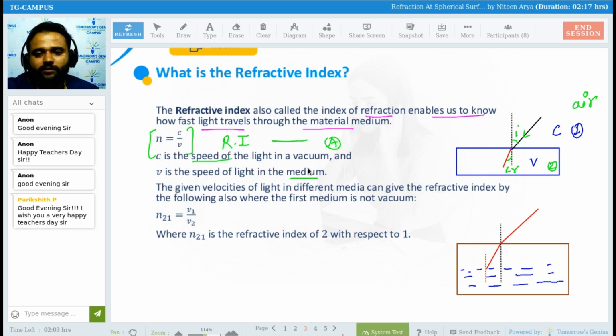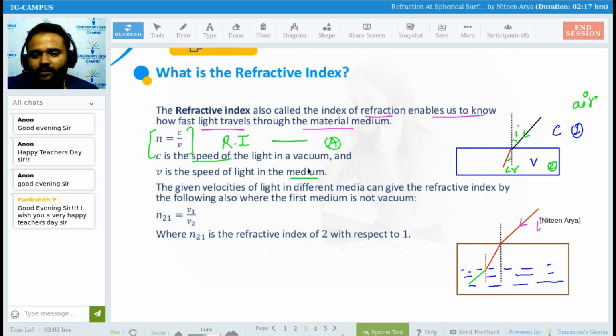Now it is going to bend away, because water is lesser as compared to the denser glass. Why so? Because the refractive index of water is lesser than that of glass. Glass has 1.5 and water has 1.33. So what is the meaning of why I am drawing this?